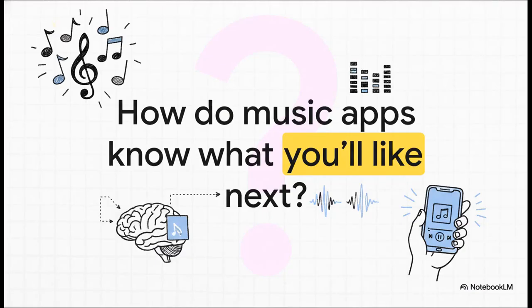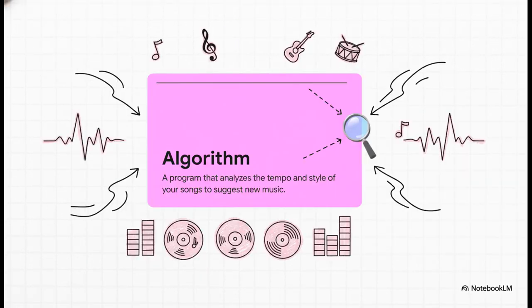Have you ever been listening to a playlist and the app suggests a song and you're like, whoa, how did it know I'd like that? It almost feels like it can read your mind, right? Well, it's not magic, it's something called an algorithm. Basically, it's a super smart program that acts like your own personal DJ. It's constantly analyzing your listening habits, what you play, what you skip, what you save, to figure out your taste and then suggest new music it thinks you're going to love.